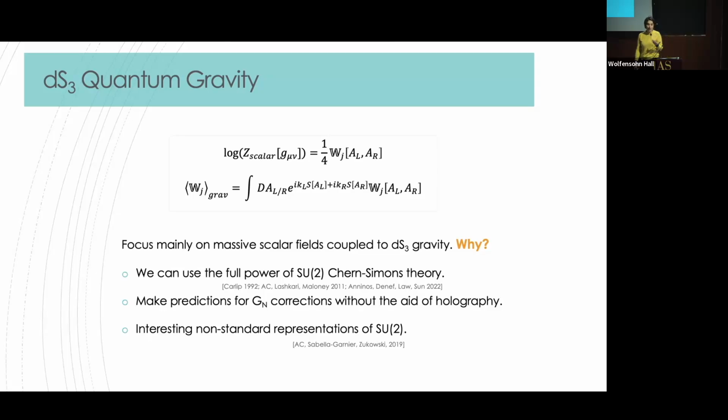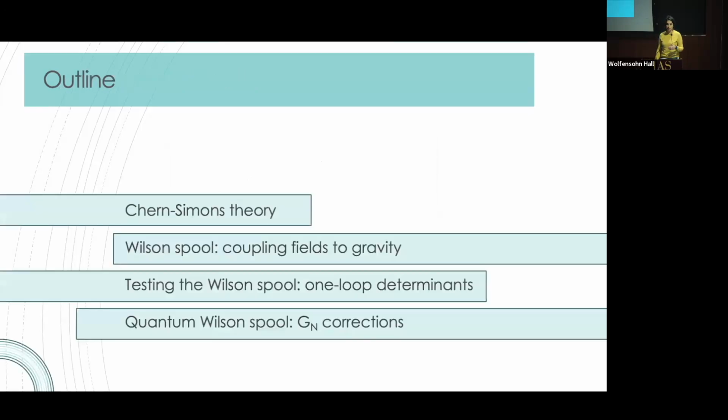And you might ask why? Well, because I can. The sense in which I can is because there's quite a lot of technology in SU(2) Chern-Simons theory, and I'm going to make use of that. We're going to see how that's a powerful way to approach the problem. I'll be able to make predictions on these corrections at order 1 over G Newton without having any use of holography or anything like that. Also, there are some interesting aspects of this SU(2) Chern-Simons theory that I'll explain, which involve introducing non-standard representations of the algebra.